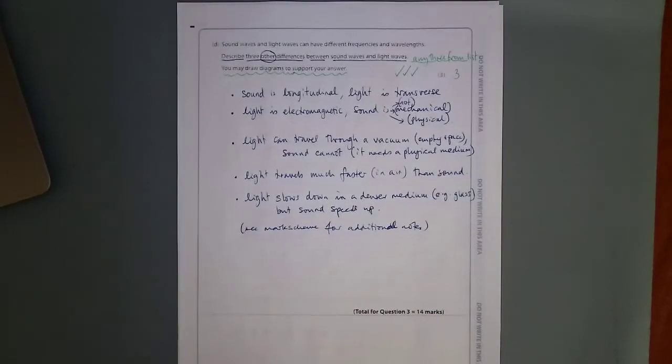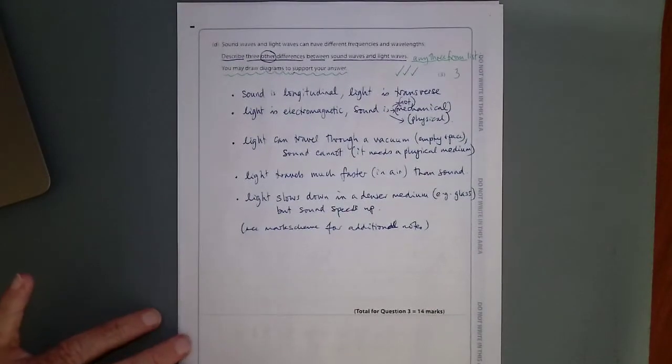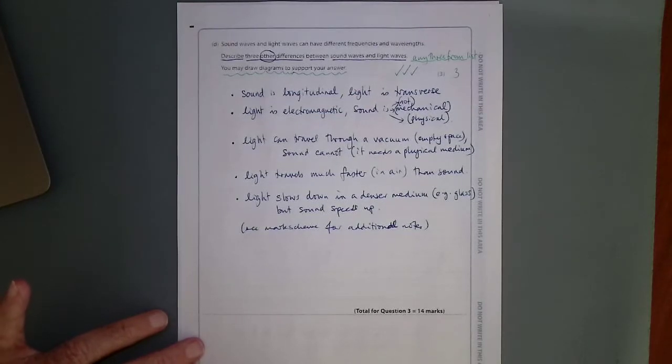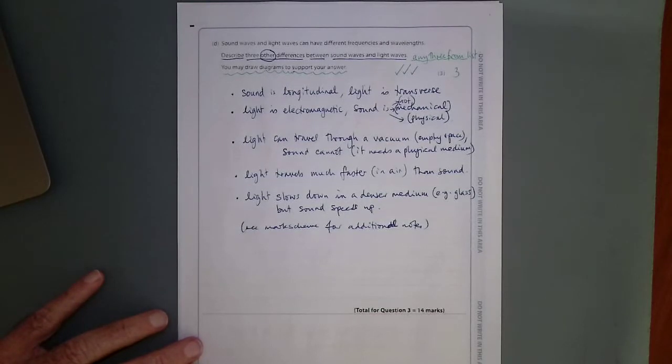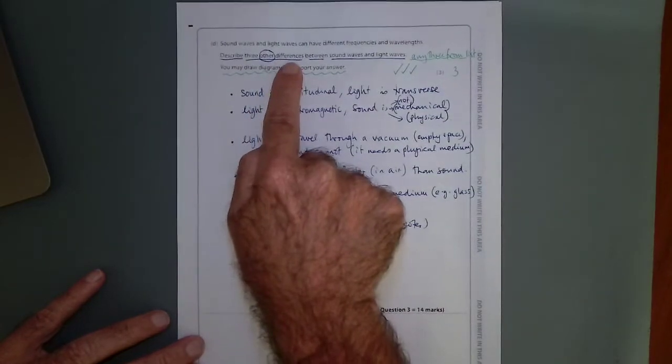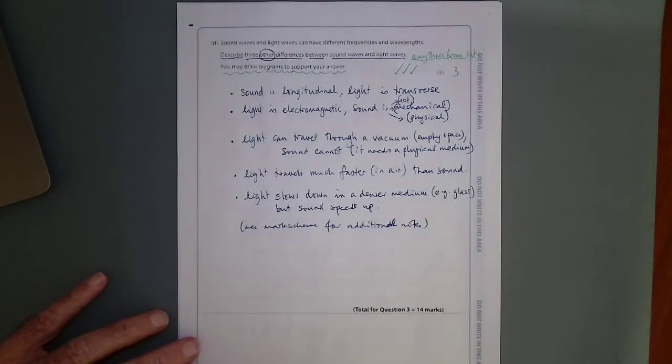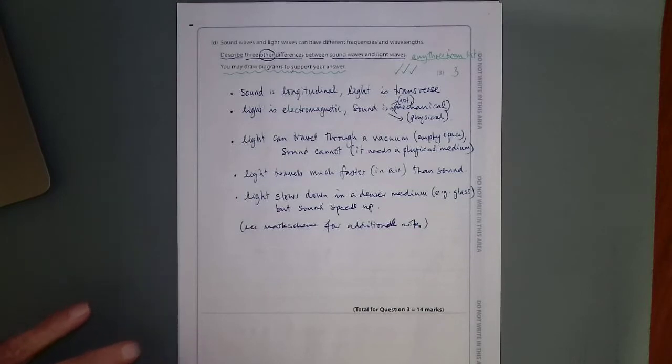Part D then goes on to ask you, sound waves and light waves have different frequencies and wavelengths, but they want you to describe 3 other differences between sound waves and light waves. Now we went through these. These are any 3 from this list, as long as you do it for both sides of it. So for example, you must say sound is longitudinal while light is transverse. To explain a difference, you've got to put both sides of the difference in your communication. So I'll just leave this up there. You can stop the video and pause it to see how you need to improve your own answer. Okay?